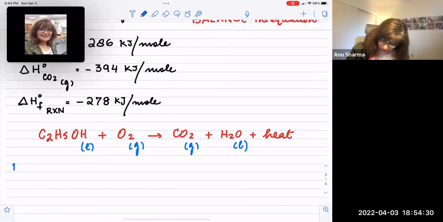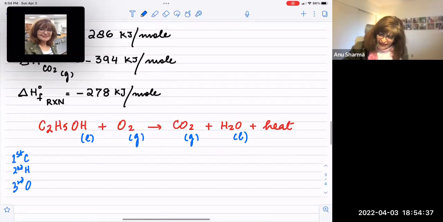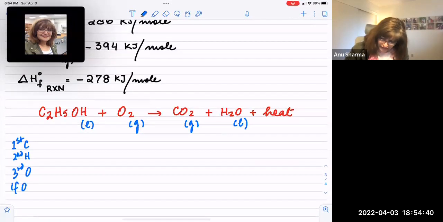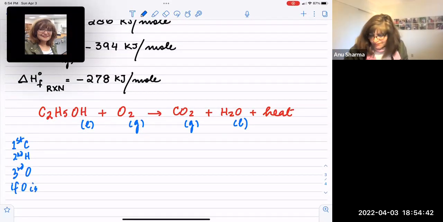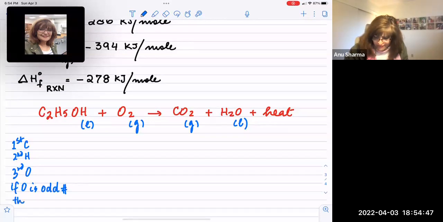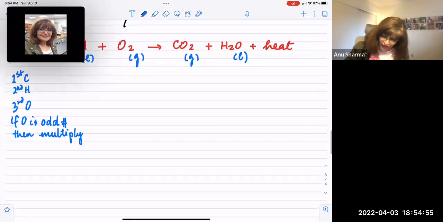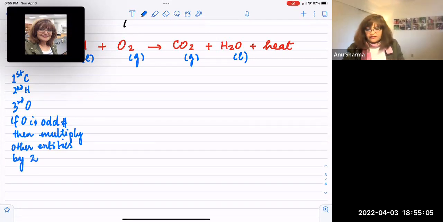So first carbon, always first carbon, second hydrogen, and then the third is oxygen. And if oxygen is an odd number on one side, then multiply all the other entities by 2. Okay, and then it will balance out.